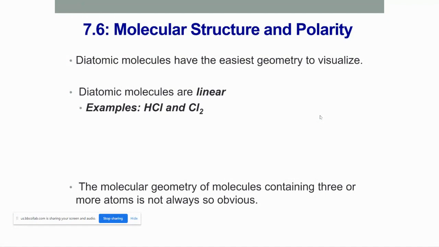But then if you think about molecules which have more than two atoms, so that means 3 or more, their molecular shape is not always obvious. And that's what we're going to focus on: is there some kind of a table or trend to figure out the molecular geometry of some of these molecules? So I'm going to show you what I mean really quick. I have this molecular model kit here, all right?